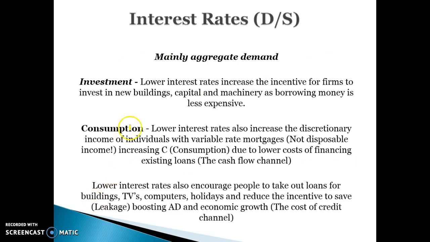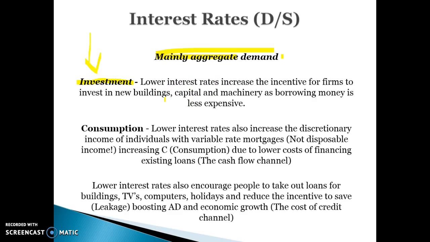So firstly, interest rates. It's important to remember that it is mainly an aggregate demand side factor. So regardless of whether the demand is shifting left or right, the change in demand will always be more than the change in supply. For example, I'm going to talk about interest rates going down, and it will be the opposite if interest rates were to go up. The first thing that happens is investment spending would increase, because lower interest rates increase the incentive for firms to invest in new buildings, capital and machinery.